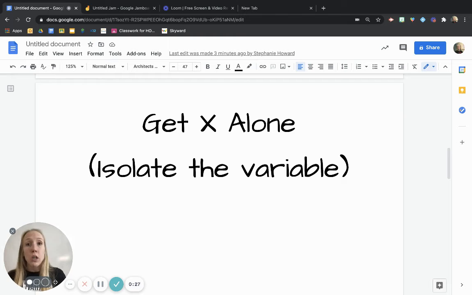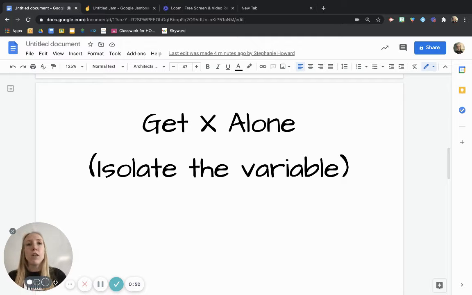So this is called isolating the variable. The variable does not have to be X. It could be A or B or N or Y. But I'm just calling this lesson Get X Alone so that we can know that what we are doing is getting the variable alone. Okay. And X is a variable we use a lot, but we are going to use other ones today as well.